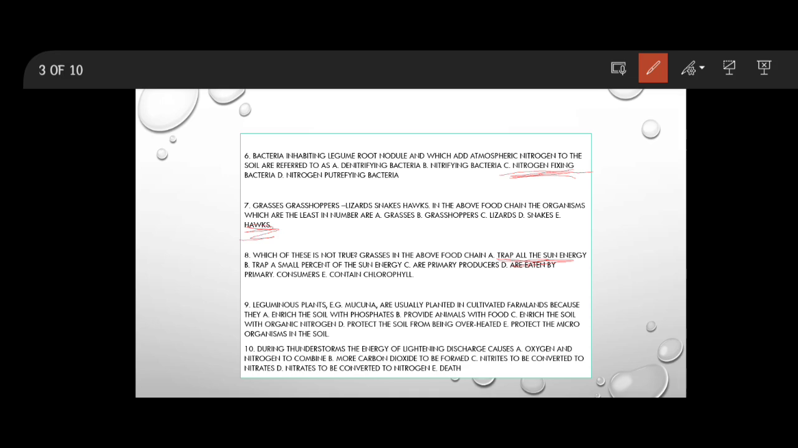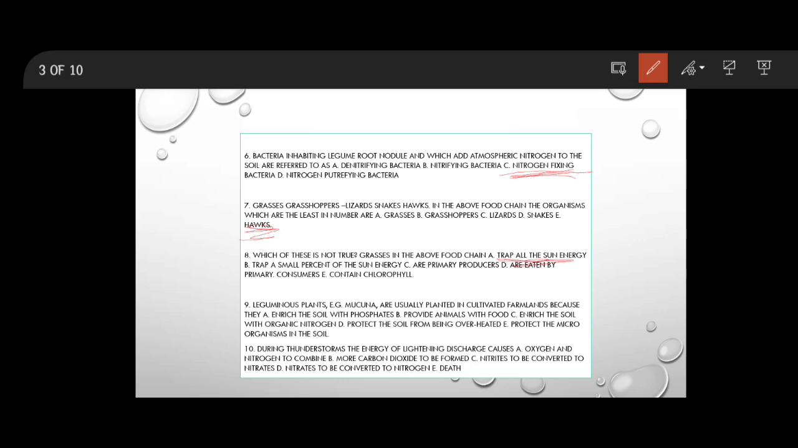Protecting microorganisms in the soil is not making sense. Protecting the soil from being overheated, actually that one too is not sounding related. So if you use the elimination method, option D and E are not even part of the functions of a leguminous plant. So those two options are gone. We now have option A, B and C. Enrich the soil with phosphate: a leguminous plant does not produce phosphate. So option A too cannot be part of the answer. So we have option B and C.